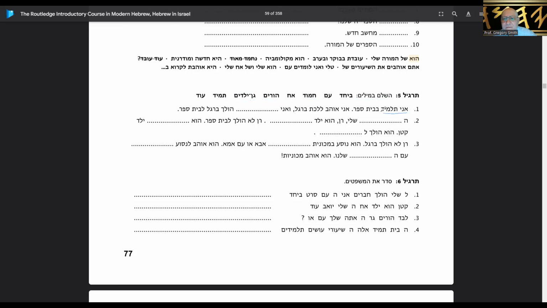Ani talmid. So I am a student, babayit sefer, in school. Beit sefer is literally the house of books. And it's actually Bevet Sefer. So you would think that this would have a dagesh in it, but it doesn't. The dagesh is dropped when you add the preposition bet. So it's Bevet Sefer.